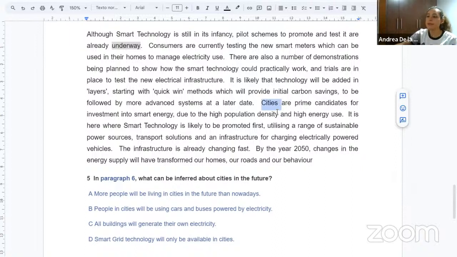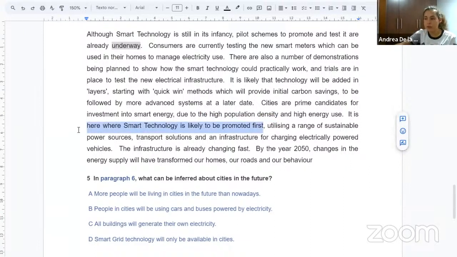First thing it says, cities are prime candidates for investment into smart technology due to the high population density and high energy use. So high population is related to option A, but there's no evidence that can make us think that more people will be living in cities, right? They have a high population density now, but there's nothing that can make us infer that there will be more people in the future. It's not A.